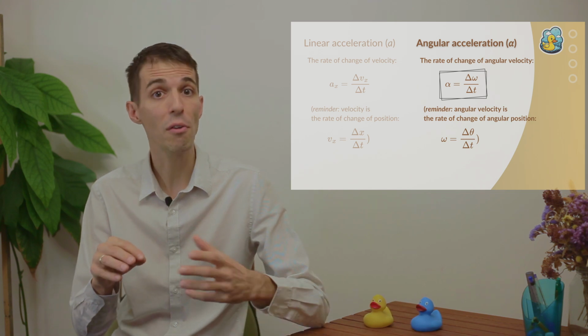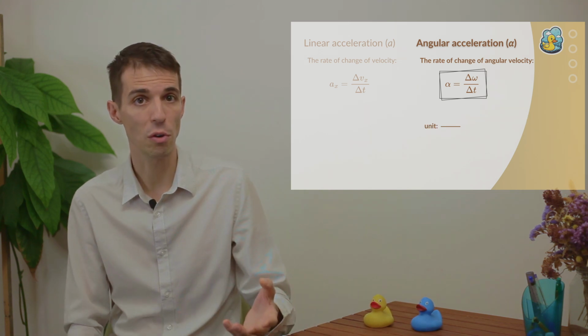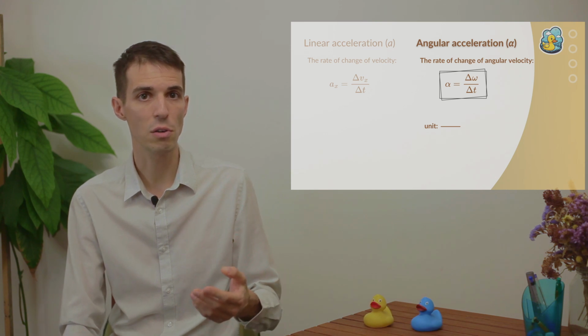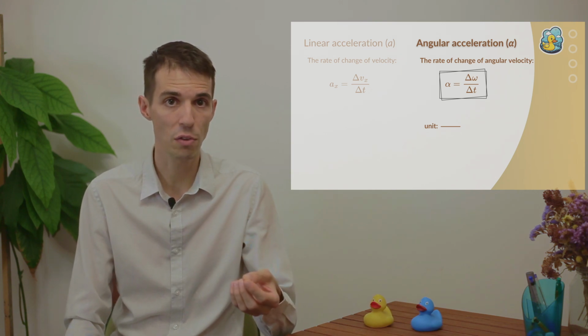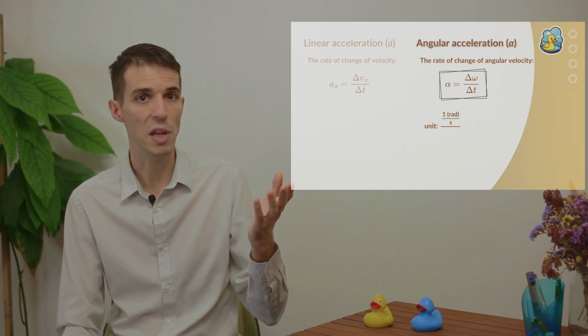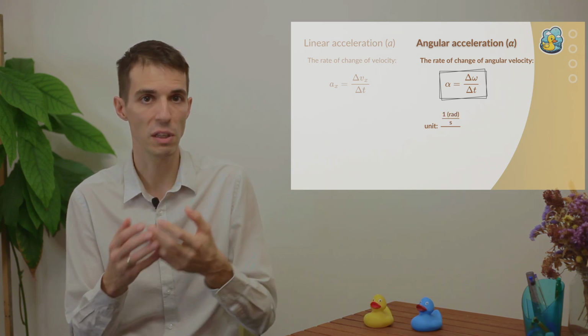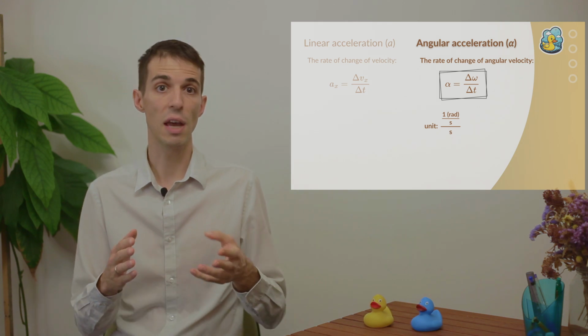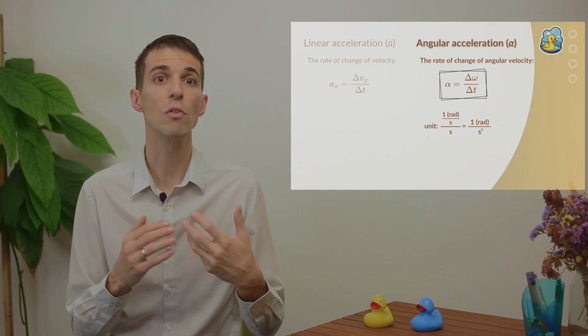This reasoning directly yields the unit of angular acceleration to us. Angular acceleration is the change in angular velocity divided by the change in time. The unit is 1 per second, we know 1 here is for radians, divided by second. That is 1 per second squared.